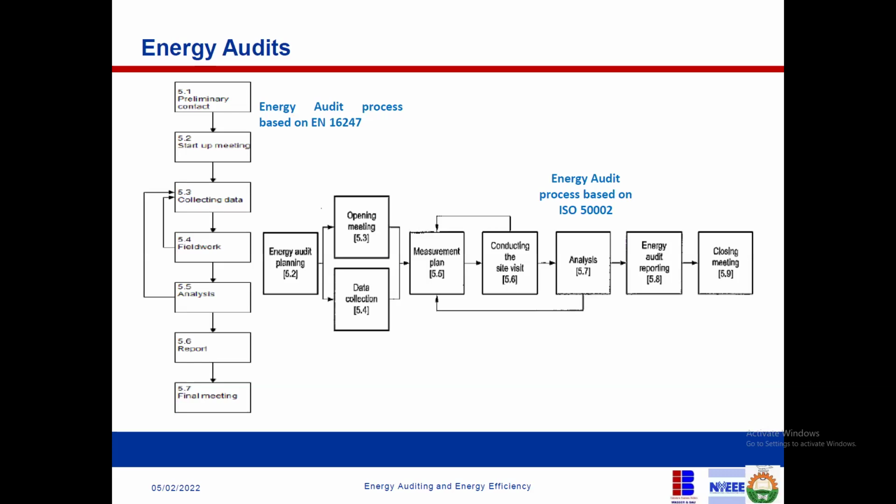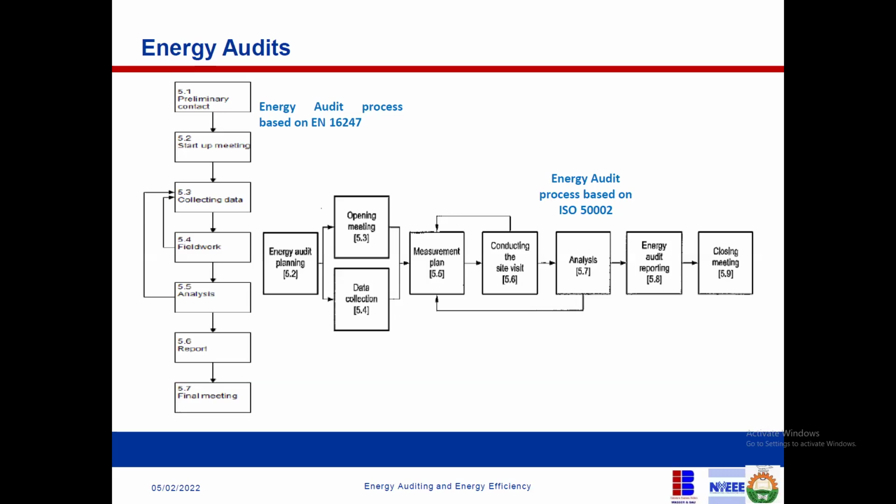So now, like I said, there are different energy auditing processes, but if you look at them, they are just similar and they are almost the same. So on your left, you have the process based on European norm 16247. Then on the right, you have the energy audit process based on ISO 50002. But all of them are just pointing to one thing. And that thing is that the starting point of an auditor is to have the contacts.